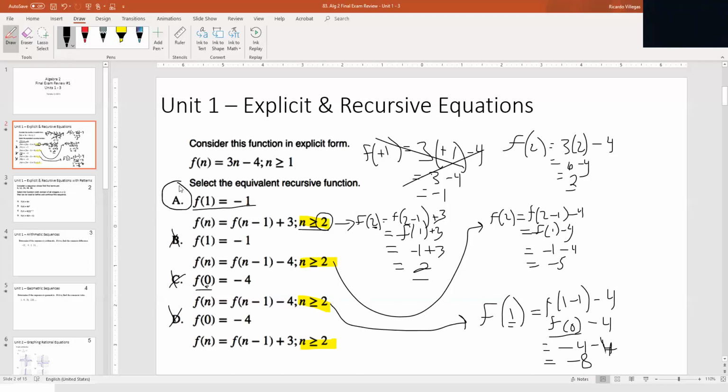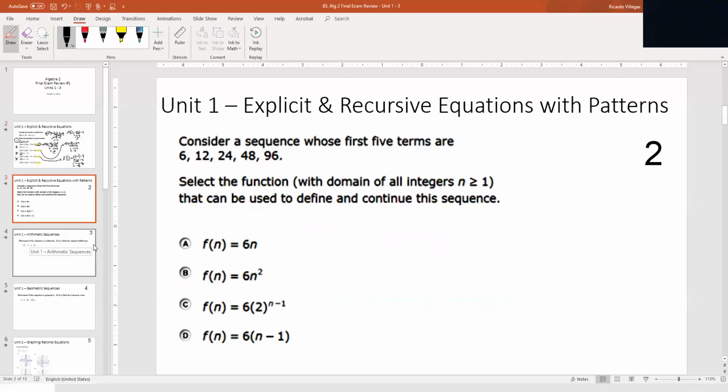So our answer to this problem is A. Okay. For number 2, it's similar, but now we have a sequence. So consider a sequence whose first 5 terms are 6, 12, 24, 48, 96. Then select the function that can be used to define and continue the sequence.